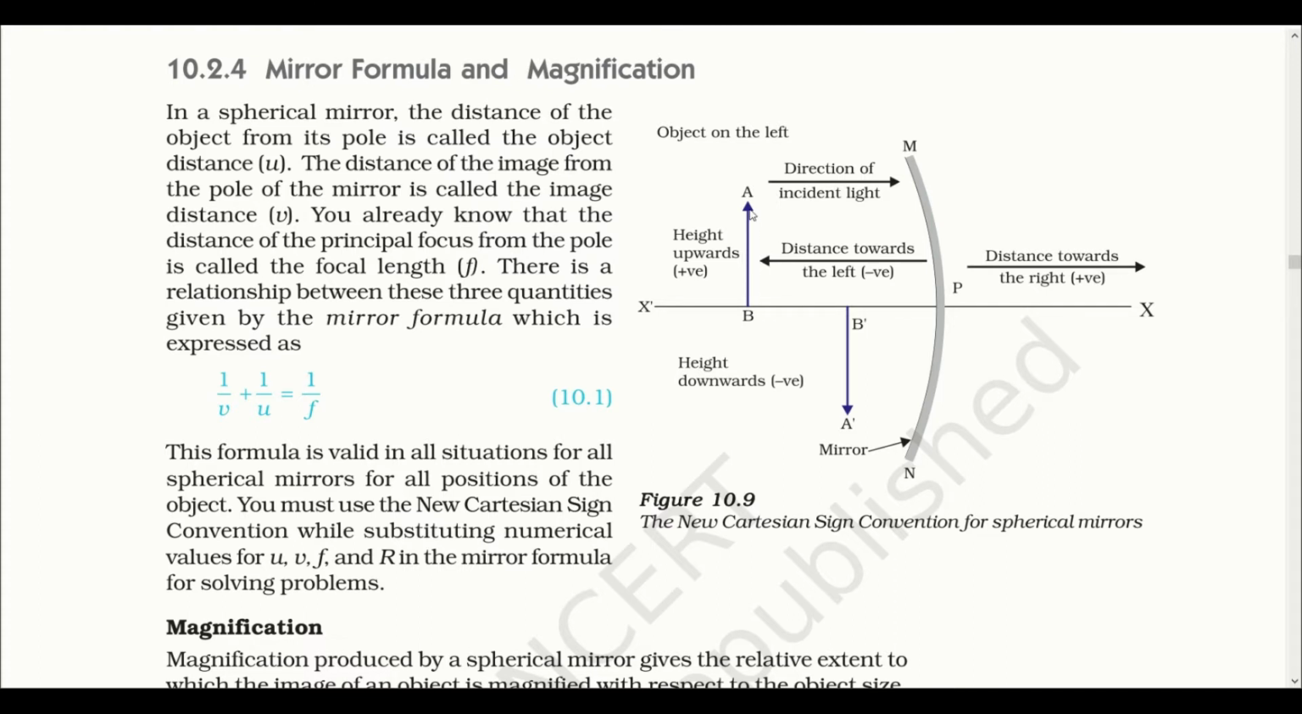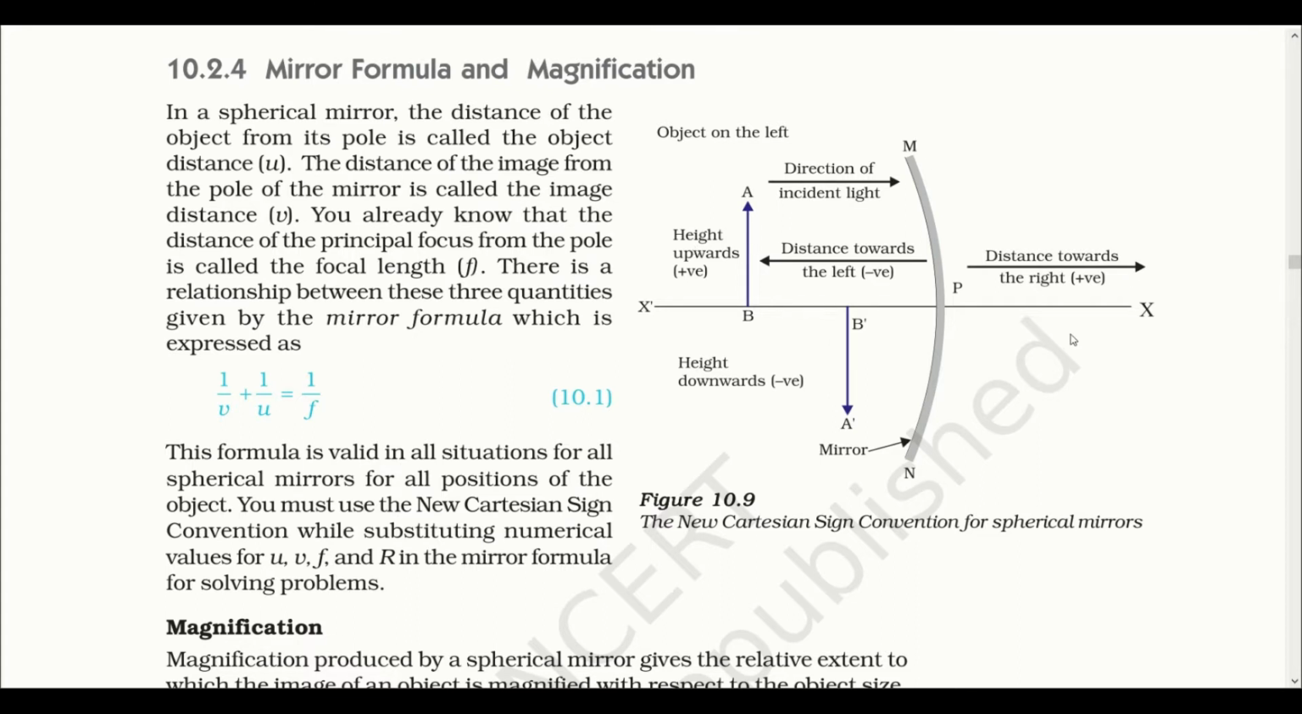Implies for the height, if the object is standing erect, it would show positive sign, and if it is inverted, it would show negative sign. If the image is formed behind the mirror, it means it is on the right hand side of the pole. That means the distance will be positive.